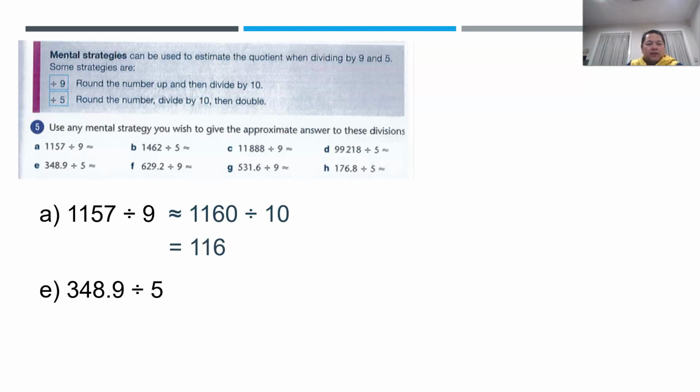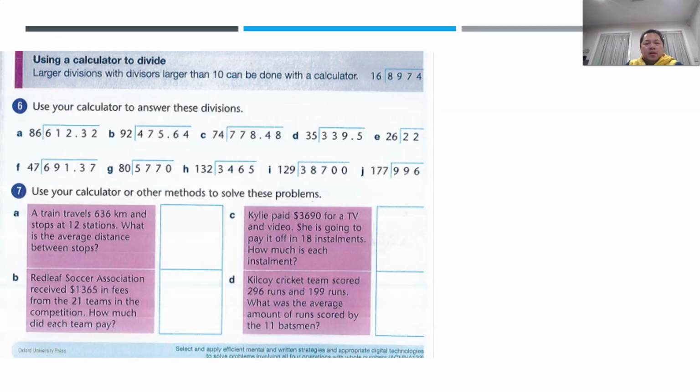Followed by, if I have 348.9 divided by 5, I round the first number to the nearest 10. That's how I get 350. 350 divided by 10 times 2, because if you divide by 10, you have overly divided, isn't it? So you need to double the answer back. So you should get something like 70 as the answer. Okay, use the same strategy to help you with the rest of the questions. For questions 6 and 7, you are required to use a calculator, and you better, because these numbers are relatively big. So use a calculator to help you get the exact answer.